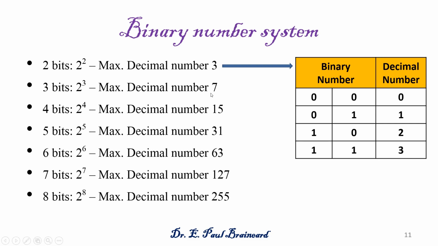7. With 4 bits, 2 to the power of 4 combinations, and the maximum decimal number that can be represented is 15. With 5 bits, 2 to the power of 5 combinations, and the maximum decimal number is 31. With 6 bits, 2 to the power of 6 combinations, and the maximum is 63. With 7 bits, 2 to the power of 7 combinations, and the maximum is 127. With 8 bits, 2 to the power of 8 combinations, and the maximum decimal number that can be represented is 255.